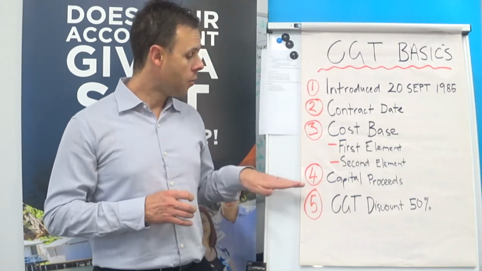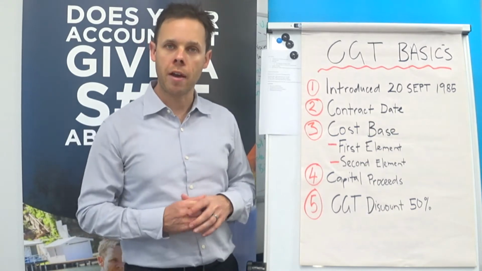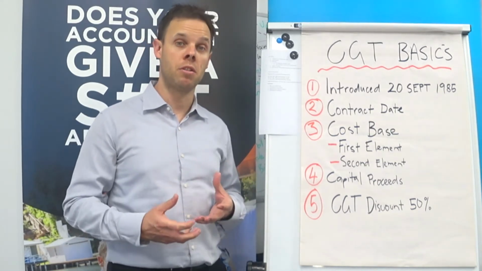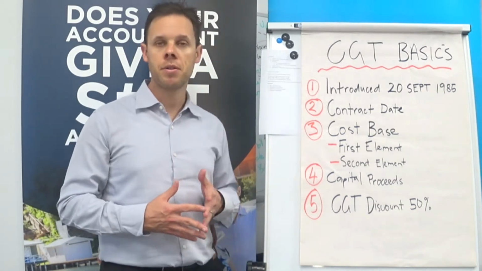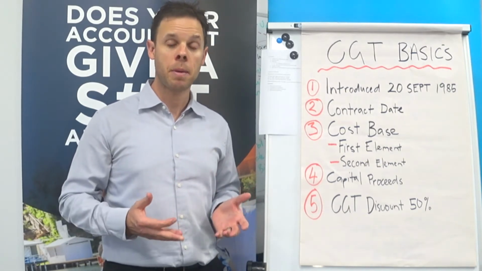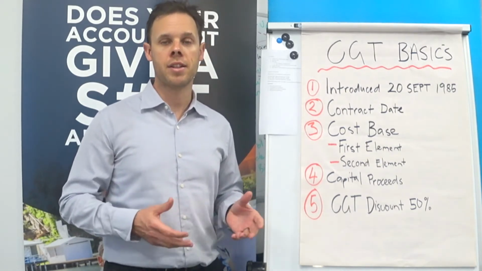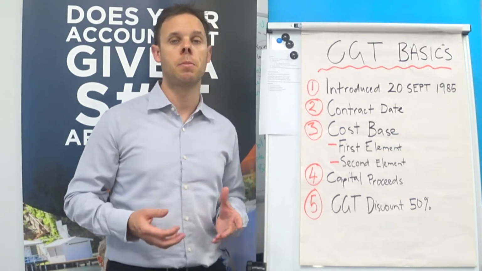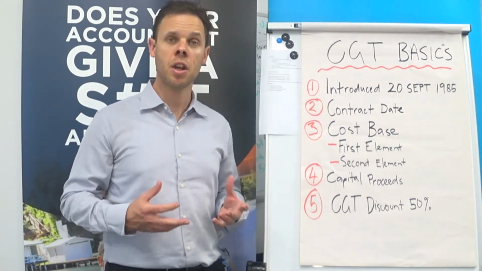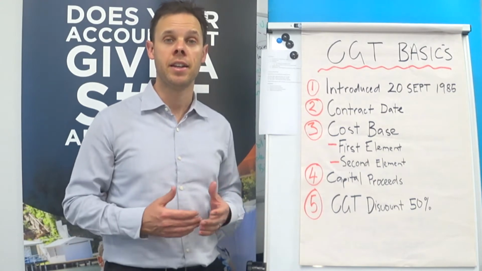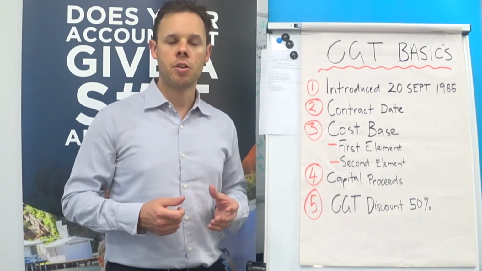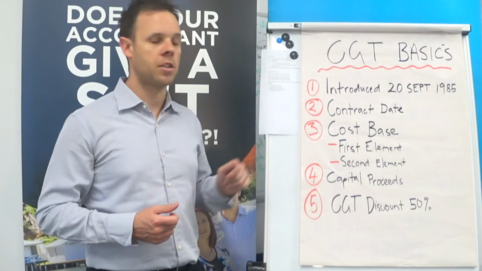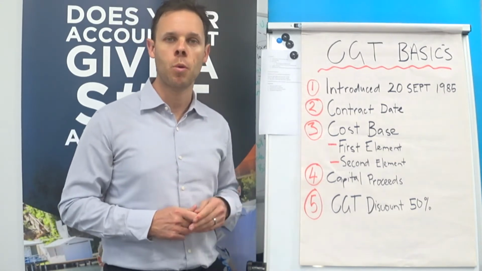Okay, the fourth thing I want to just mention, just so we have a clear understanding of some basic terminology, is capital proceeds. Capital proceeds is basically, one day when you decide that you're going to sell that parcel of shares or that investment property, it's the total amount you get at the end of the day, once you've sold it. So it could be the $500,000 house you might have bought way back.